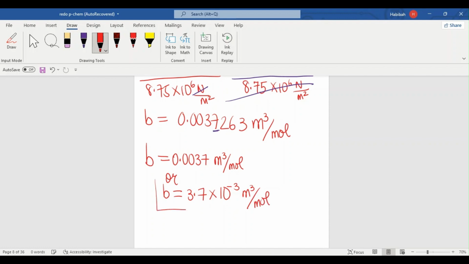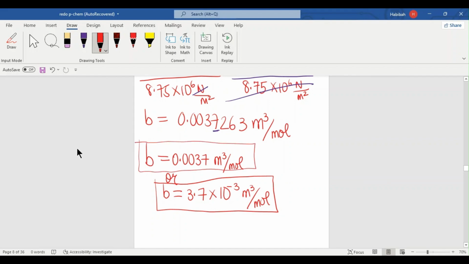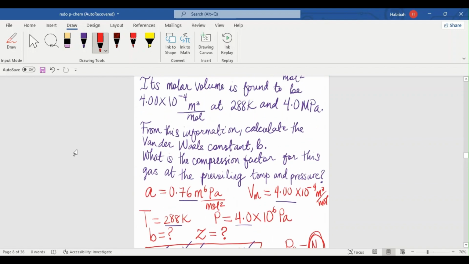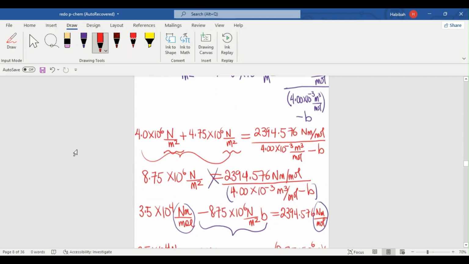So this is basically the answer for the value of B, the chemistry way, where the two significant figures are the only things we focus on. So of course we have determined B, but as much as you're like, "Yeah, thank God, finally," our work is still not done, because we're told to determine the compression factor Z.